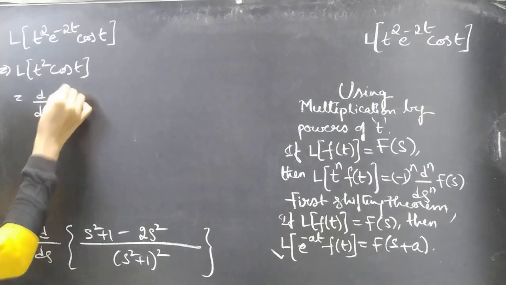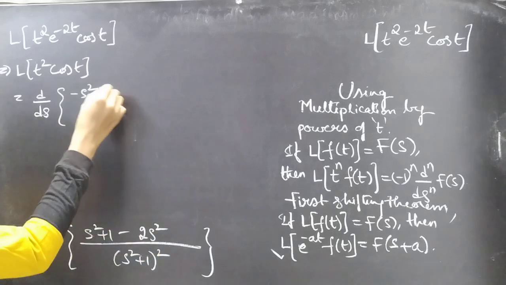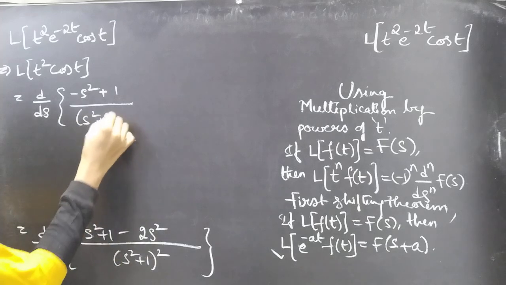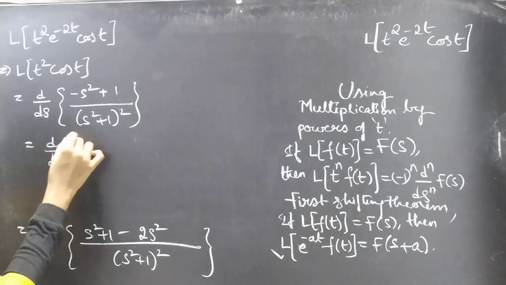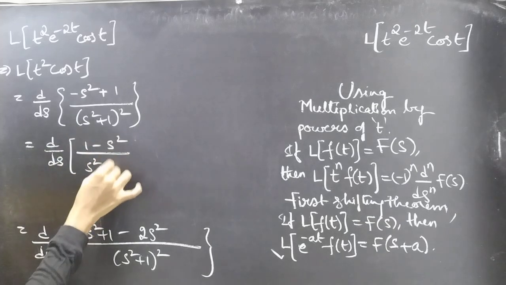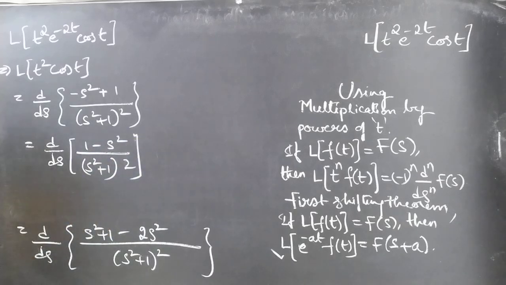Now this becomes d by ds of s square plus 1 minus 2s square, which is minus s square plus 1, by s square plus 1 whole square, or we can write this as d by ds of 1 minus s square by s square plus 1 whole square. See, we have applied the uv whole dash formula.